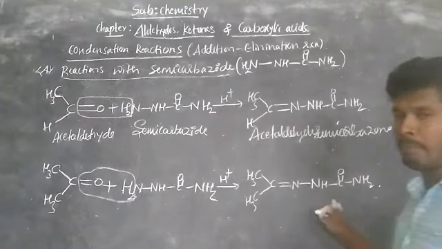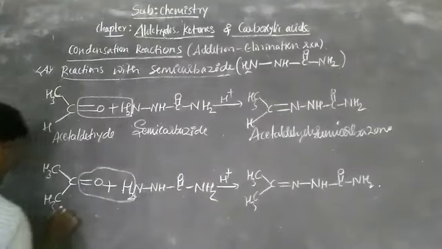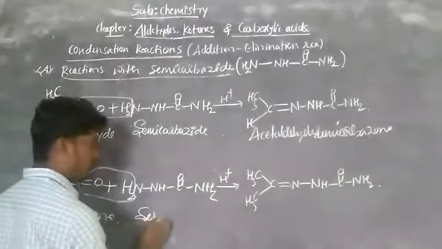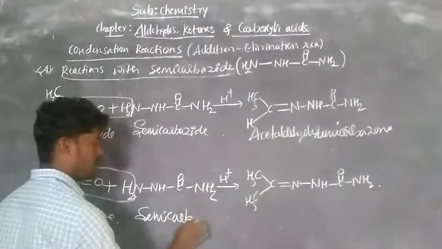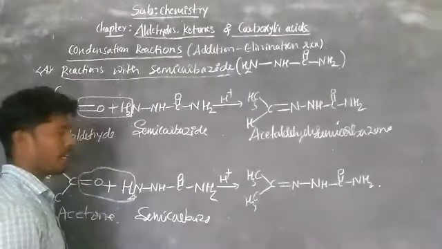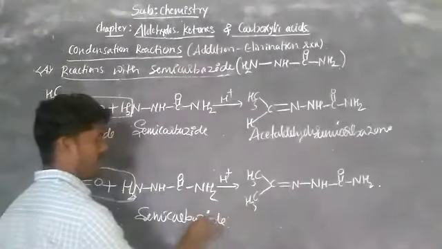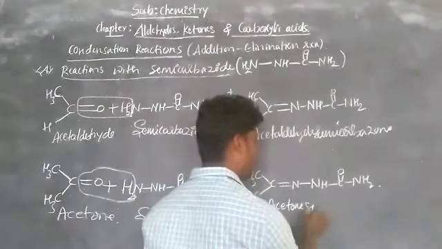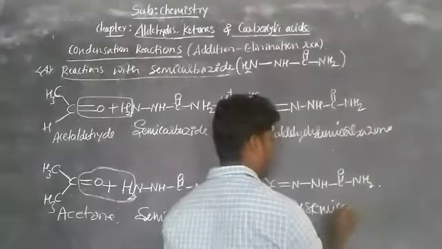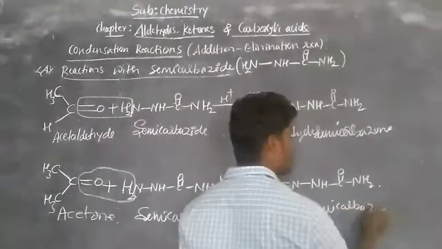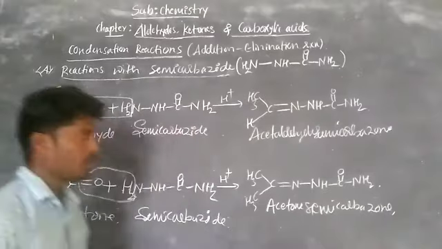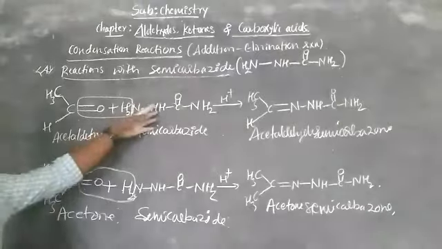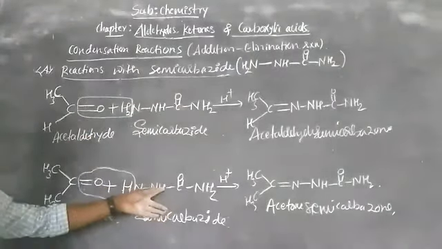Okay. Now name this one. What is its name? Acetone. And this is semicarbazone. Carbazone or carbazide? Carbazide. Now what you get here is acetone semicarbazone from semicarbazide. Okay, so these are the condensation reactions of aldehydes and ketones with these amine derivatives.